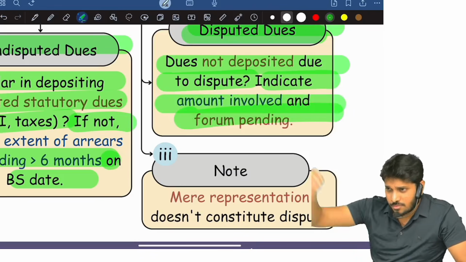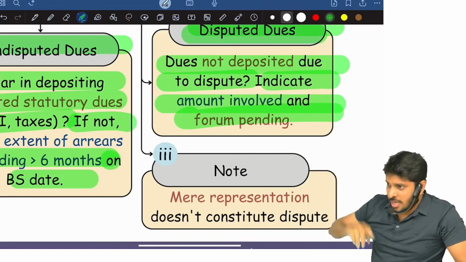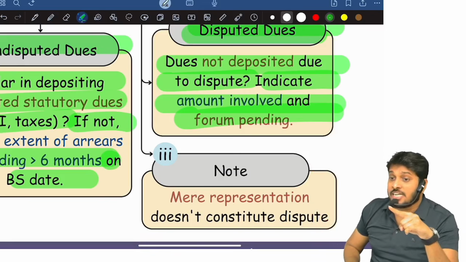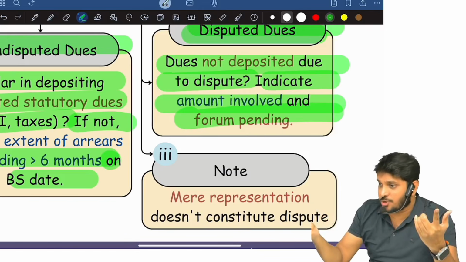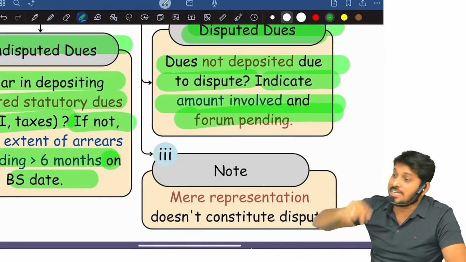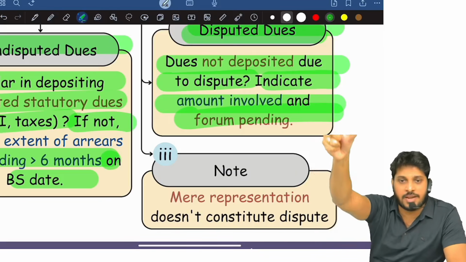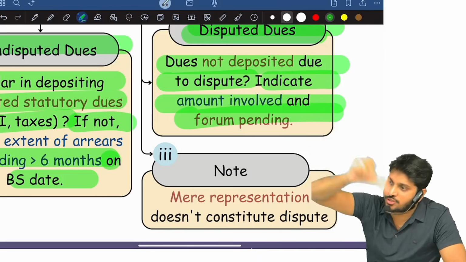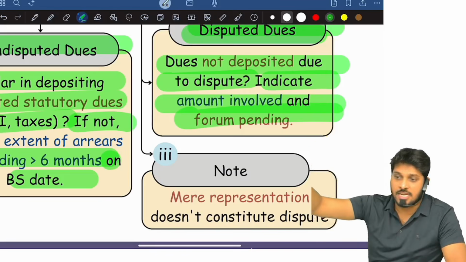Now, the department raised a demand notice. You didn't respond to it, which means it is undisputed, because you have not yet made a dispute out of it. The department gave a notice of demand, and I filed an appeal to it. Now the case is pending in a forum, like at the Commissioner of Income Tax or somewhere the appeal is pending. Then that's a disputed due.